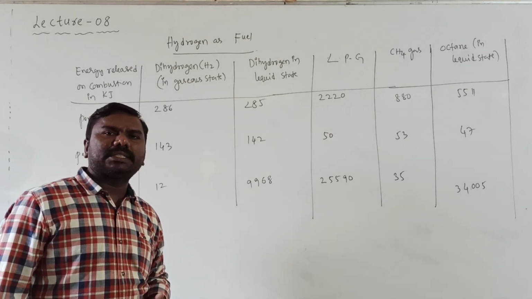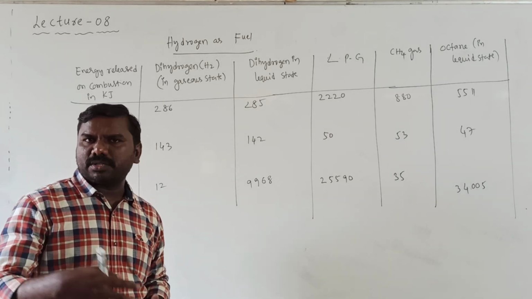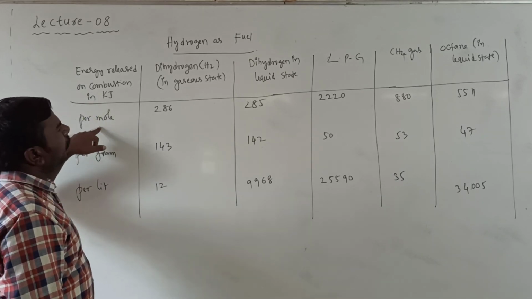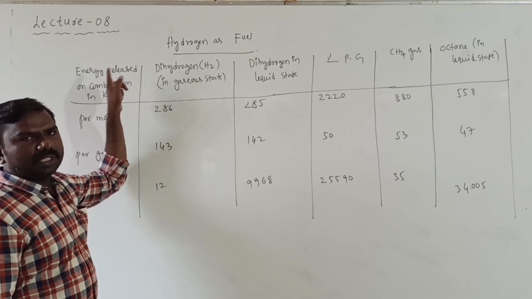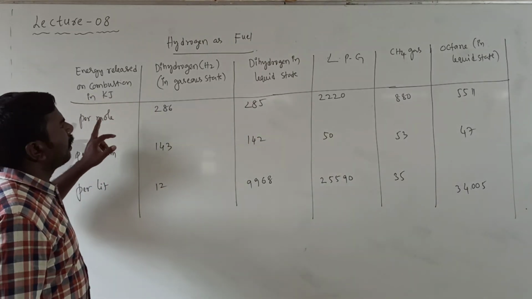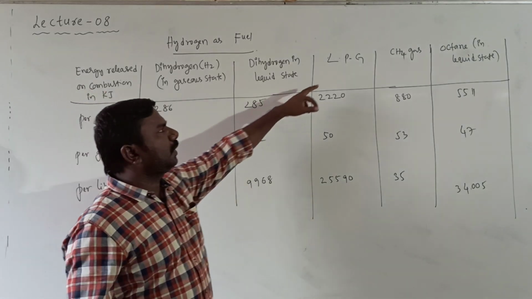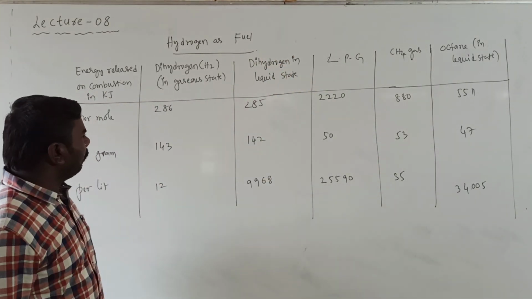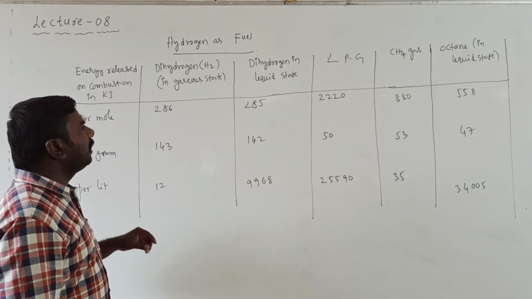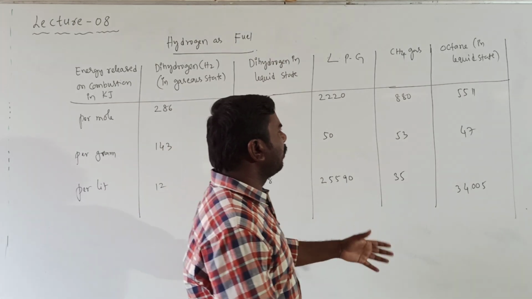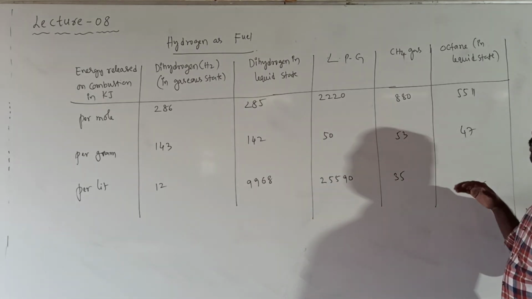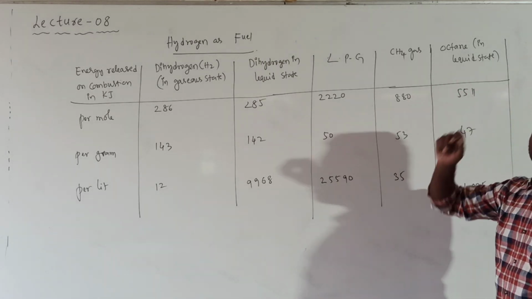5% of H2 plus compressed natural gas is used as a fuel in automobiles nowadays. So now, 286 kilojoules per mole of energy will be released by dihydrogen on combustion. Similarly, many more are given. LPG: 2220 kilojoules per mole of energy will be released on the combustion of LPG gas. Similarly, 25590 kilojoules per liter of energy will be released by the combustion of LPG gas. Similarly, 34400 kilojoules per liter of energy will be liberated by the combustion of octane in a liquid state.